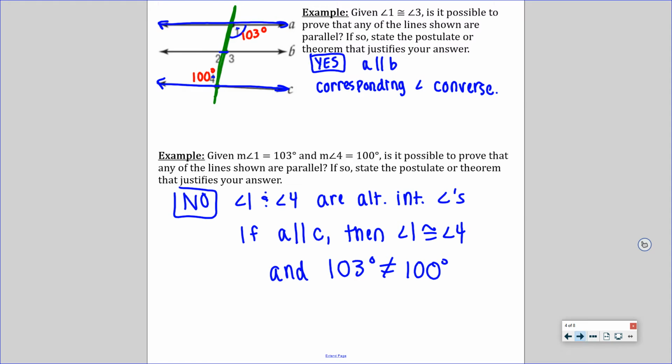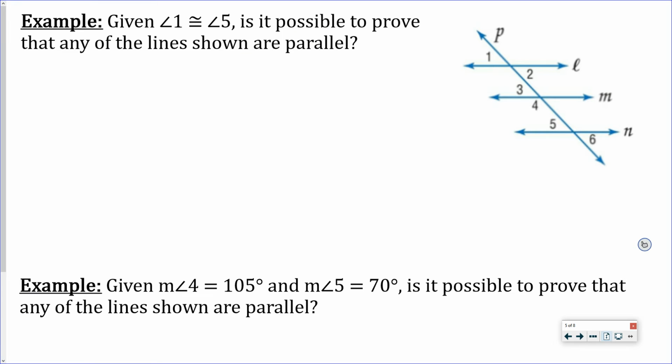Okay, let's try another one. New diagram here. Given angle 1 is congruent to angle 5, is it possible to prove that any of the lines shown are parallel? All right, so I'm looking here, and it looks like line P is my transversal. That's the line that's intersecting all of these. So they're telling me that angle 1, which is made up of the transversal and line L, is congruent to angle 5, which is made up of the transversal and line N. All right, what's the relationship between 1 and 5?